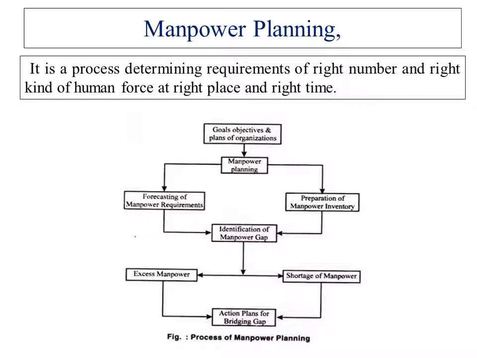Initially it starts with the goals and objectives, then the plans of the organization. Then under manpower planning you will have two things. First is the forecasting of manpower requirement, and another is the preparation of the manpower inventory. That means to get the manpower, these are the things required: the inventory and the forecasting of the manpower requirement.